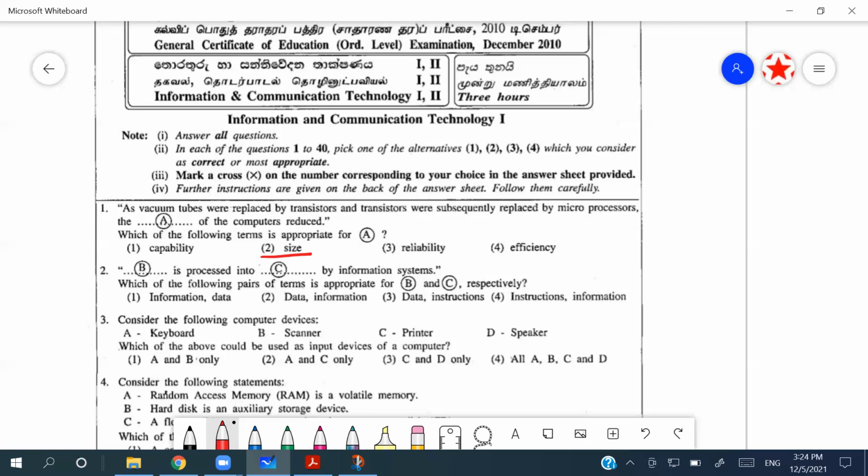Okay, for the second question, a blank is processed into a blank by an information system. Now it's a pretty straightforward one. Data will be processed into information by the information system. Simple as that. So the second one is going to be the answer. B is going to be data, C is going to be information. So it's the basic connection between data and information. Once the data is processed meaningfully, we can get the information. That's the task of the information system as well.